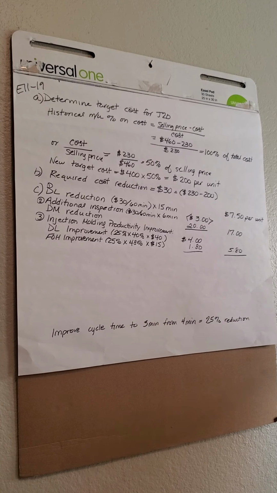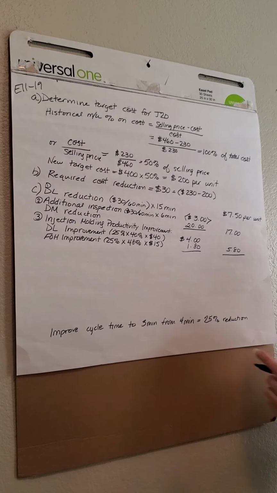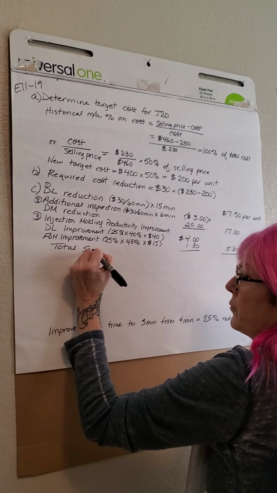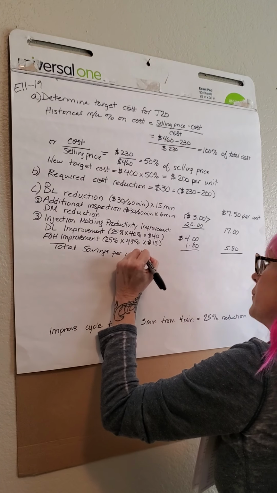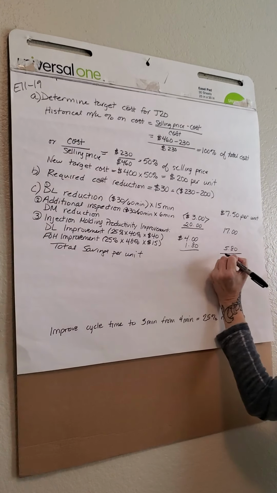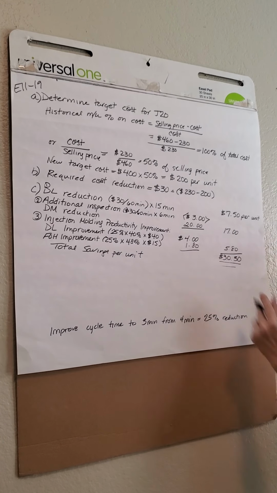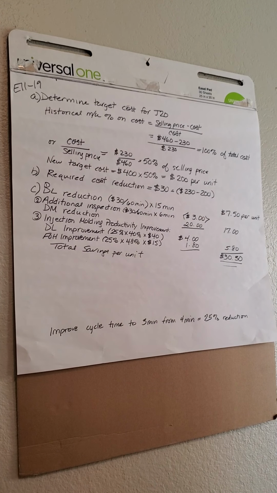So if we implement all three of the cost reductions, the direct labor reduction from buying the plastic part, the additional inspection, and the injection molding, we get a total savings per unit of $30.30. So we actually came in below the required cost reduction.